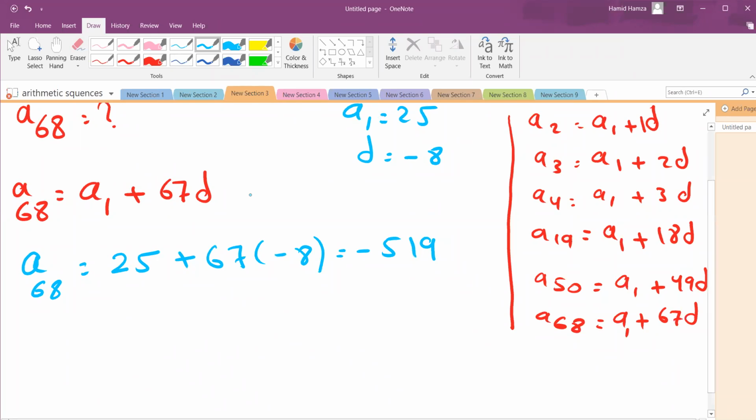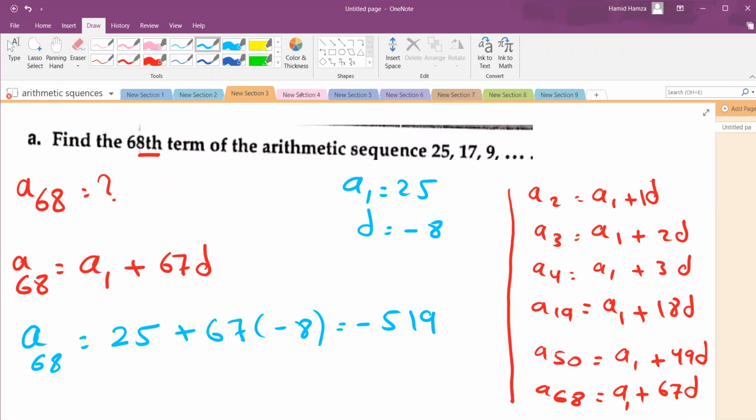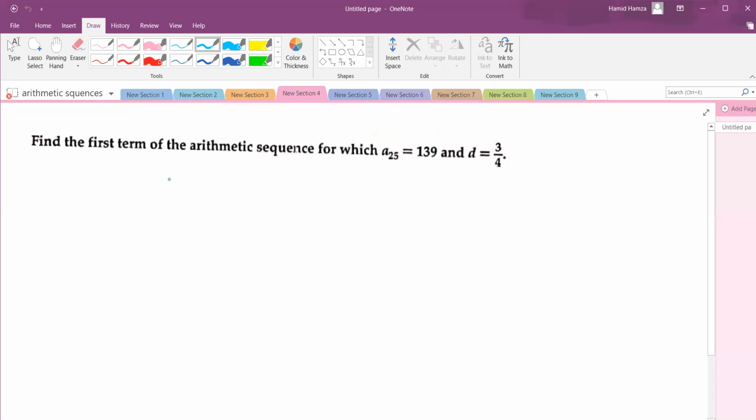Okay, guys, any question about this part? Find the first term of the arithmetic sequence for which A25 equals 139 and D equals 3 over 4. So you know how to write A25. Who can tell me what A25 is?